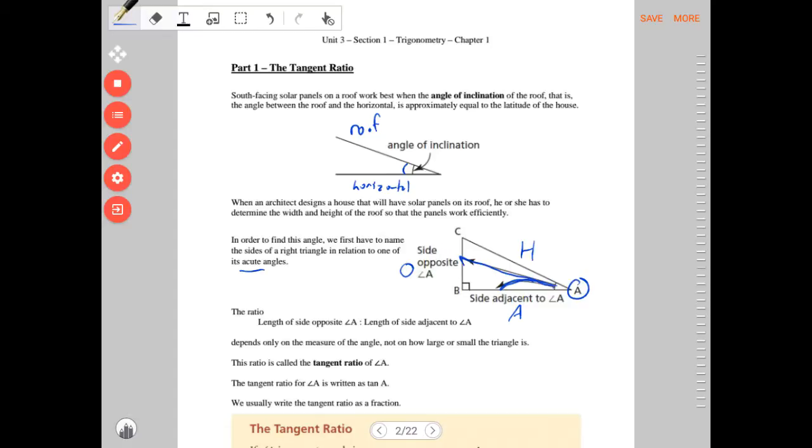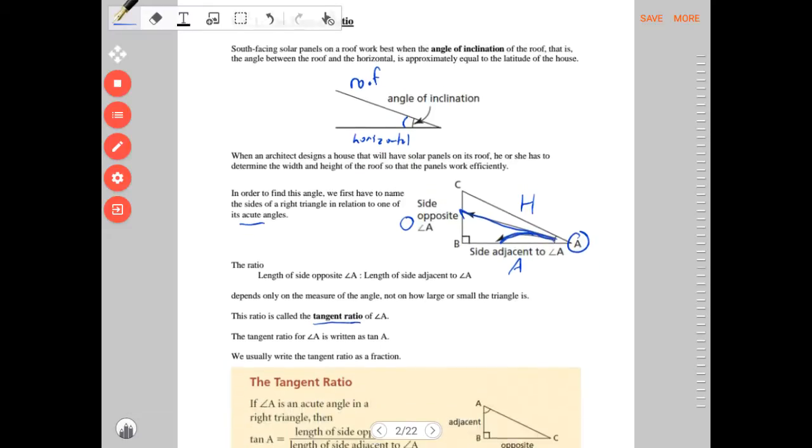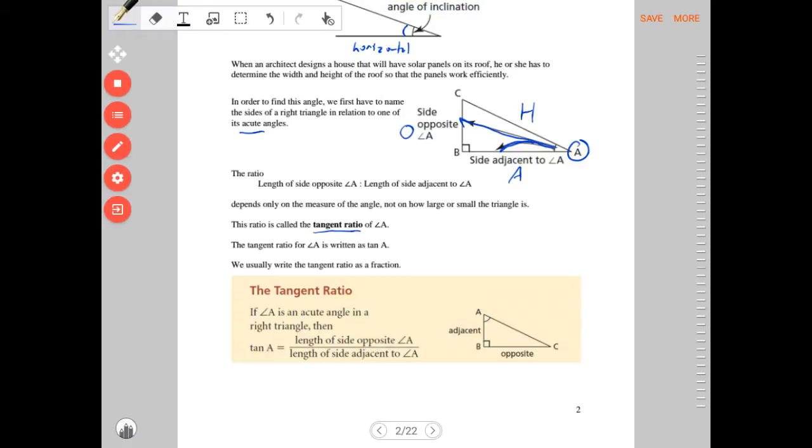The ratio, the length of the side opposite A to the length of the side adjacent A, depends only on the measure of the angle, not on how large or small the triangle is. This ratio is called the tangent ratio of angle A. The tangent ratio for angle A is often written as tan A. And we usually write the tangent ratio as a fraction.